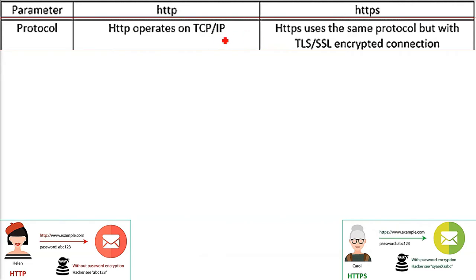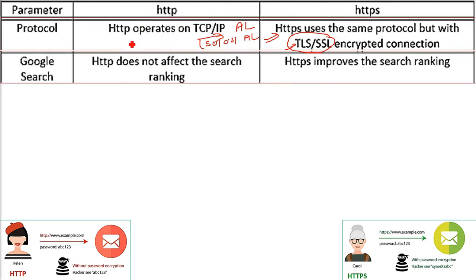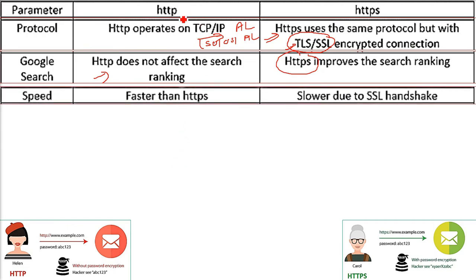Let us say that we don't go into the TCP/IP or ISO/OSI layers. We just say that HTTP and HTTPS both work on the application layer, be it the TCP/IP protocol suite or the ISO/OSI. But HTTPS has TLS and SSL, that is, Transport Layer Security and Secured Socket Layer. For Google search, HTTP will not affect the ranking. HTTPS will improve the search ranking.